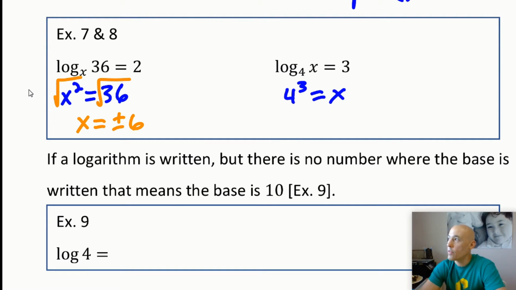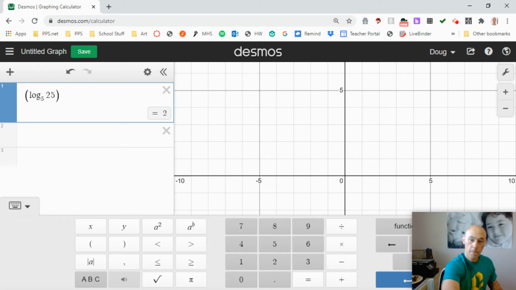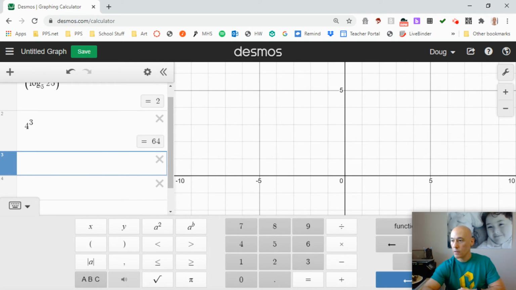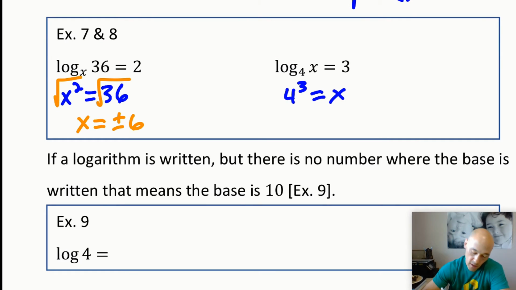Well, 4 to the third power, 4 times 4 is 16 times 4. 16 times 4, is that 54? Let's see, 4 to the third power, 64. Yeah, that's right. All right. Sorry about that. So that's going to be 64 is equal to x.